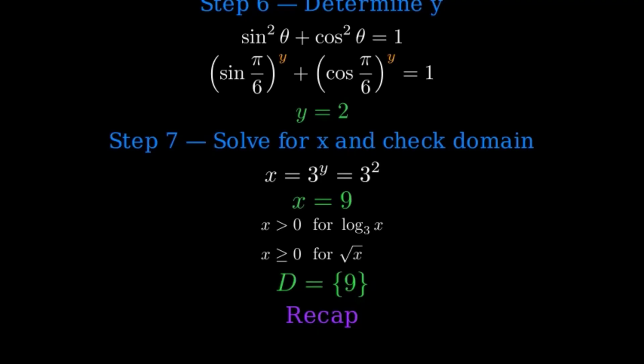To recap, define y as log base 3 of x, substitute, convert to exponential form, normalize, recognize the sine and cosine values for pi over 6, use the Pythagorean identity to get y equals 2, and finally compute x equals 9.